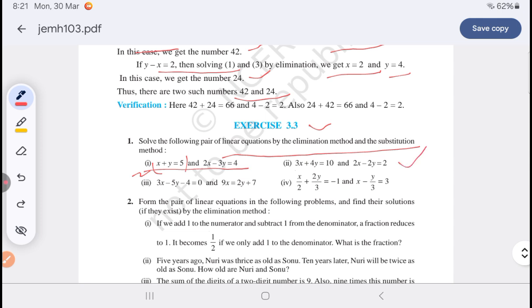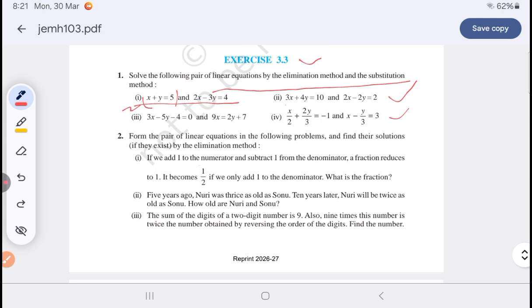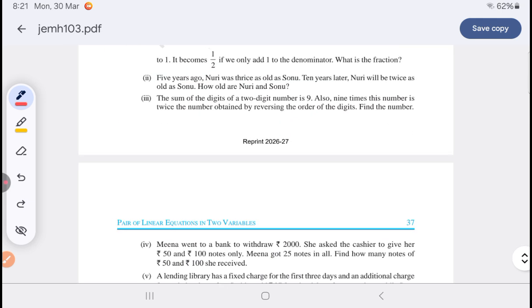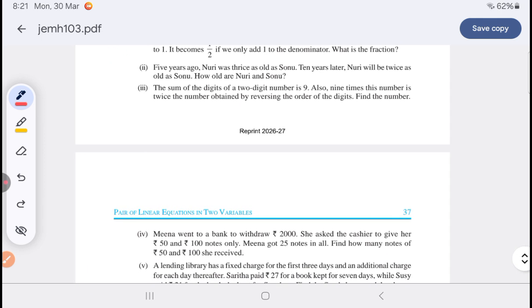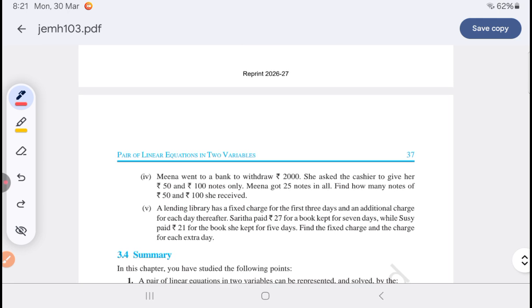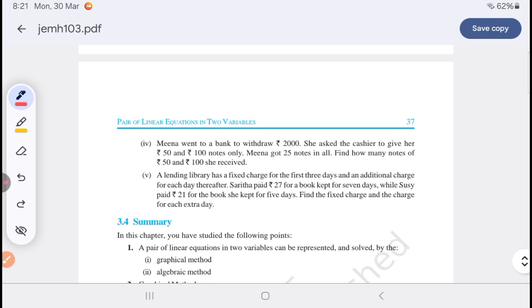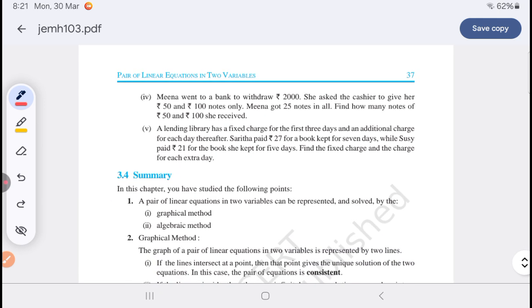Do it similarly for this question and this question. And for this question also, refer to the example, you can do it yourself. And try. If you don't get it, please comment. So you can do it. These kinds of questions may come in exams for 2 marks or 3 marks.